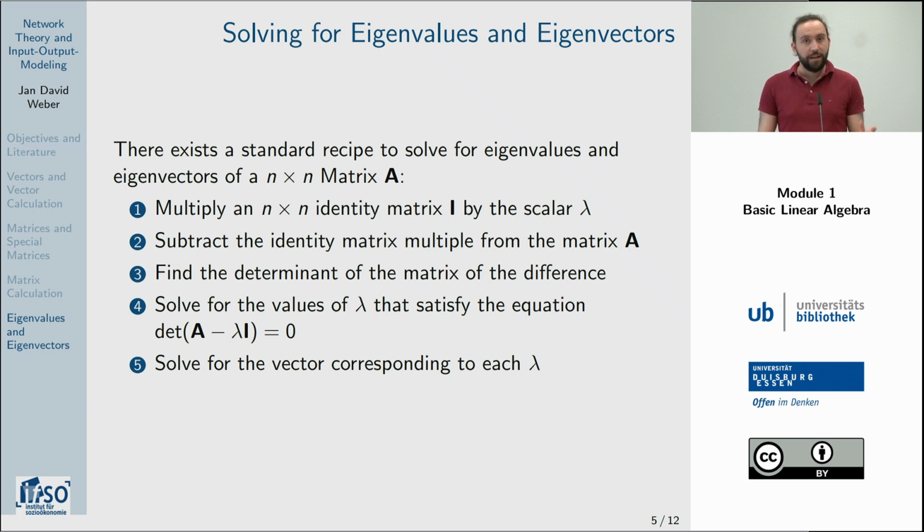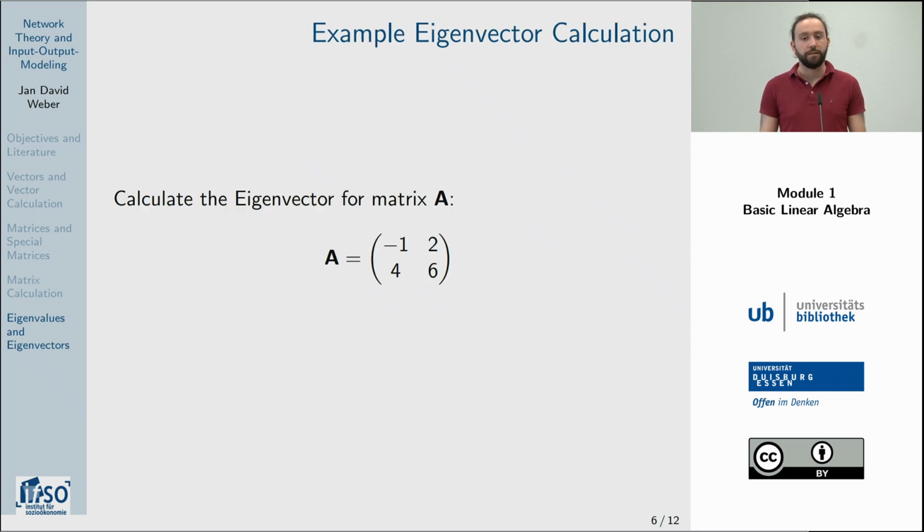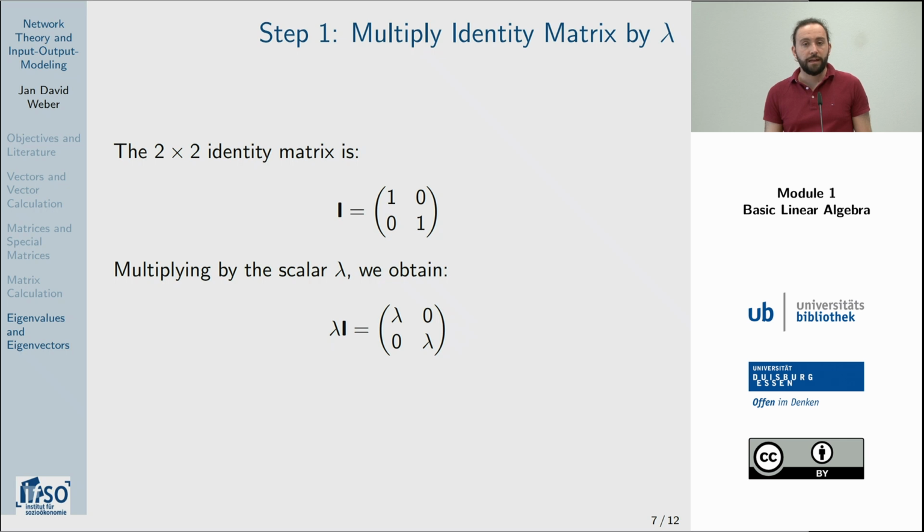Sounds complicated? It is not, at least not in a 2 cross 2 matrix, which we can do by hand. So let's take this matrix A here with the elements -1, 2, 4, and 6. We now have this 2 cross 2 dimensioned matrix, and the identity matrix for it must be 2 cross 2 as well. We multiply that with the scalar lambda, and so we have this matrix lambda I, which consists of lambda, 0, 0, and lambda.